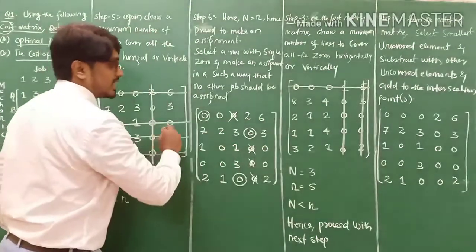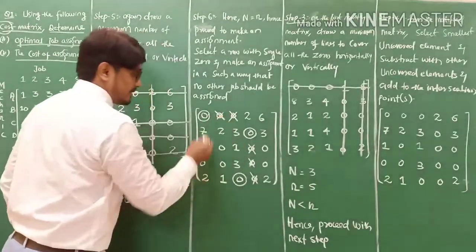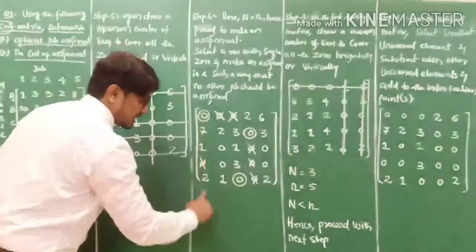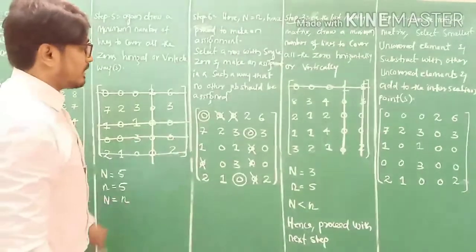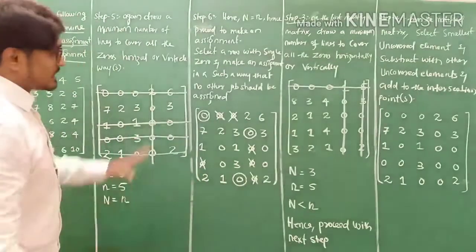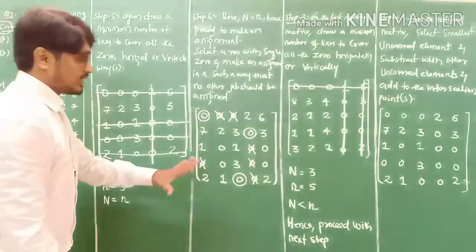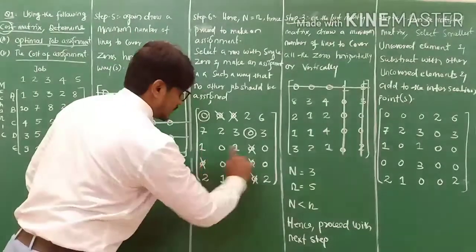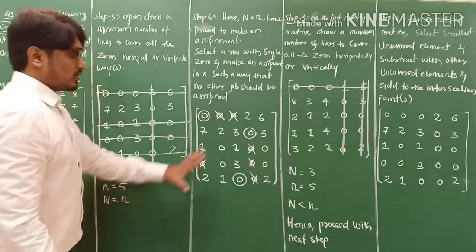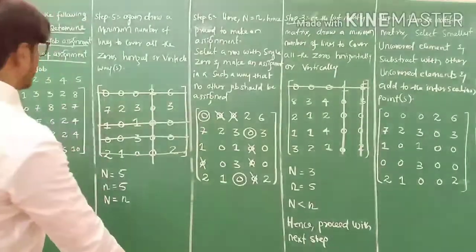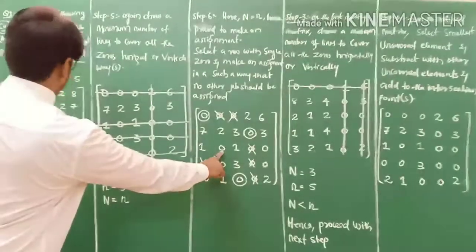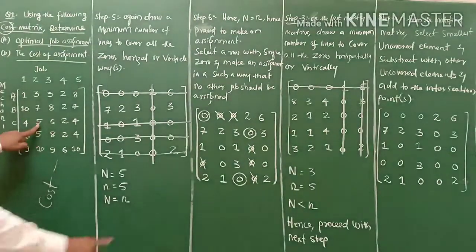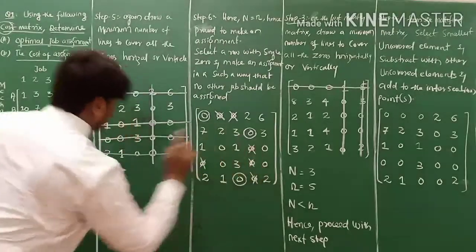Check right side, left side. Exhausted, cancelled. Below side, cancel these zeros and those zeros. Now again you check for a single zero and make an assignment in such a way that no other job should be assigned. See, exhausted, exhausted, and here you are getting 2 zeros and 2 zeros. So which zero should be assigned? Further, you again have to check. This is 5 and this one is 4. Here 5 and this one is 4.